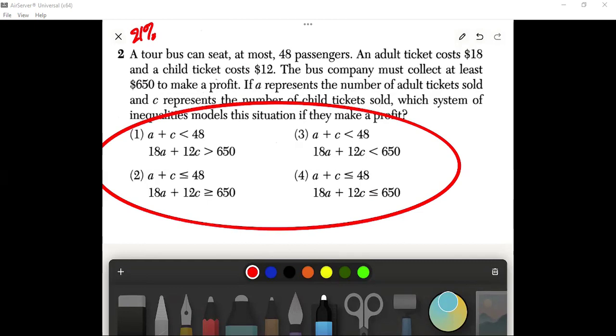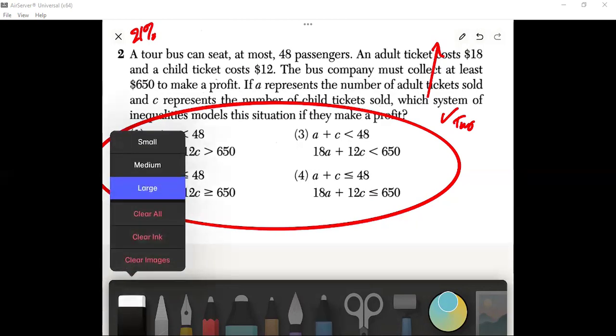Now, if you want to understand how they came up with these two inequalities, you should watch this video, because I explained how they came up with those two inequalities. But if you don't care about how they came up with the inequalities, and you just want to know how to solve this question, I'm just going to show you basically what you need to be able to do here. So let me get rid of all of this.